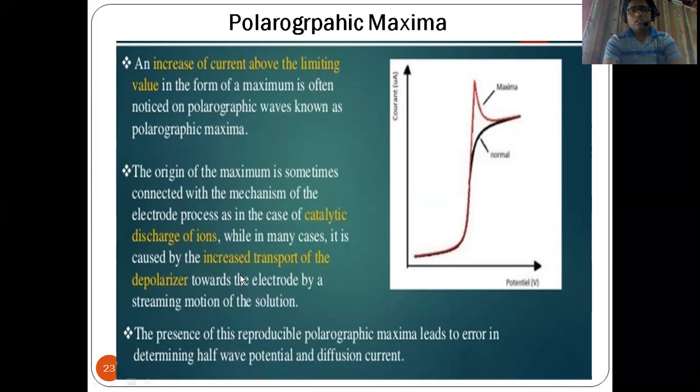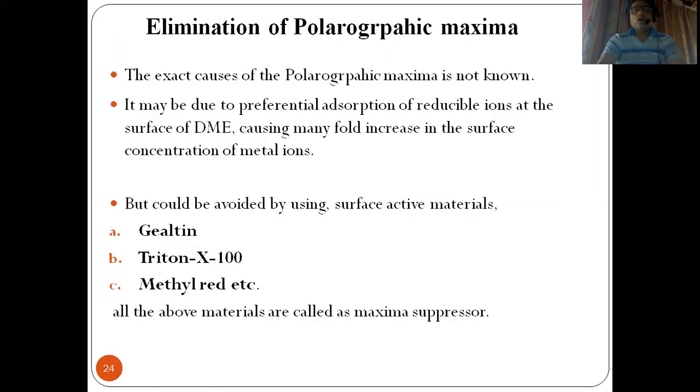But maybe this is due to the origin of maximum, which is sometimes connected with the mechanism of electrode processes in the case of catalytic discharge of ions, while in many cases it is caused by increase in transport of depolarizer towards the electrode by a streaming portion of the solution. So how do we eliminate the polarographic maxima? Yes, this is possible by using some surface acting material like gelatin, Triton X-100, methyl red, which, by addition of those substances into the solution, decreases or eliminates the polarographic maxima.